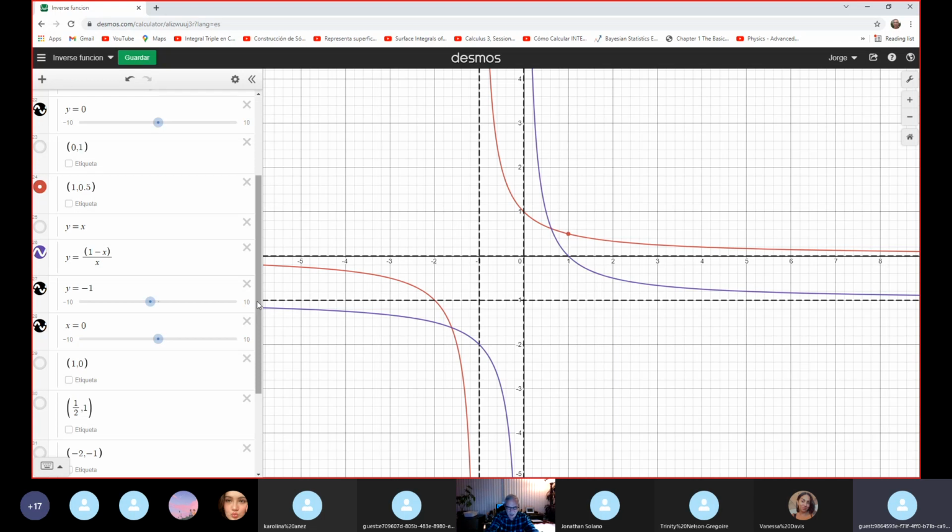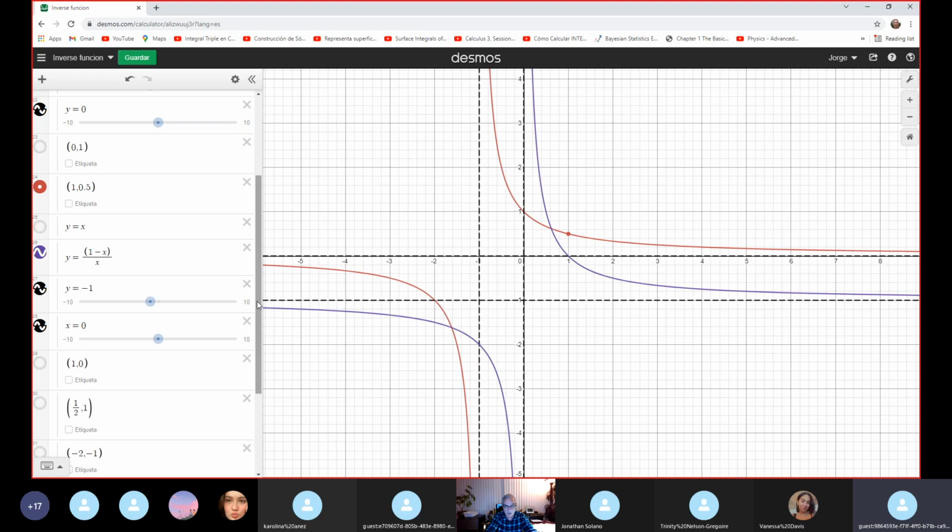So the values are the same, but the behavior changes. What is horizontal in the original is vertical in the inverse, and what is vertical in the original is horizontal in the inverse. The same value, but the behavior changes, and this is classic for any function that we study.